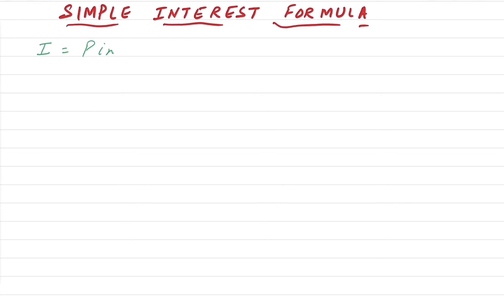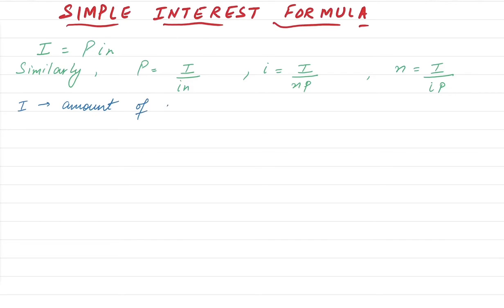Similarly, if we have been asked to find the principal amount, from this we know that the principal amount is P = I divided by small i times n. And similarly, if we need to find the interest rate, it is equal to capital I over NP. And if we need to find the number of periods, that can be given as capital I over small i P. So in this way we can find everything.